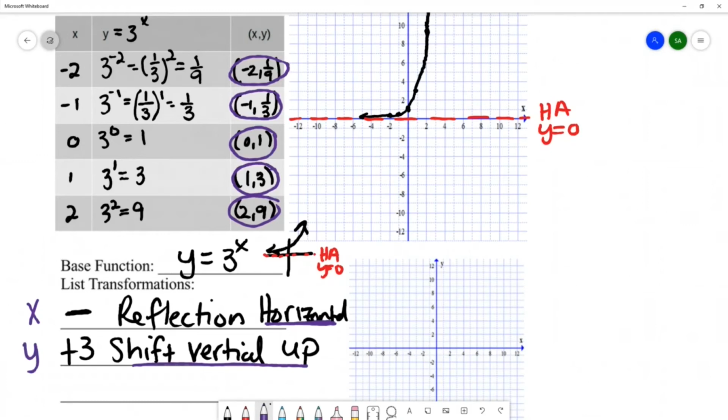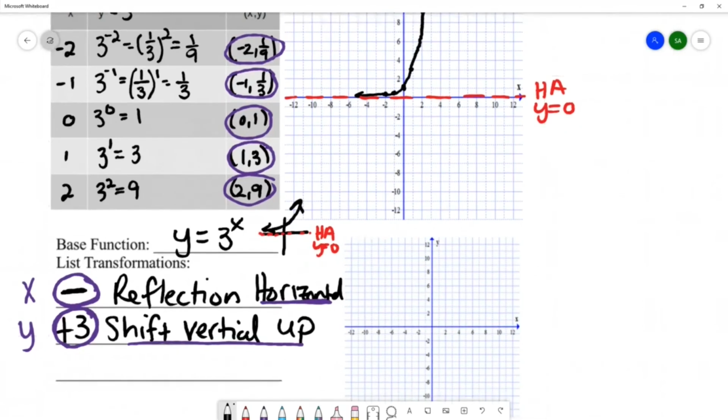So when we think about these ordered pairs that we have, the reflection will change only the x coordinate, and it's going to change it by being the opposite. And then the second transformation will only affect the y, and it will add 3 to those coordinates. So I'm thinking of those ordered pairs that we have.